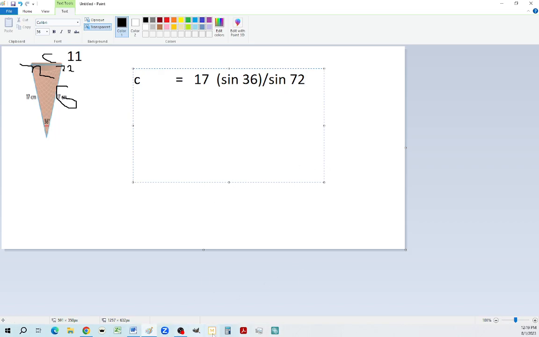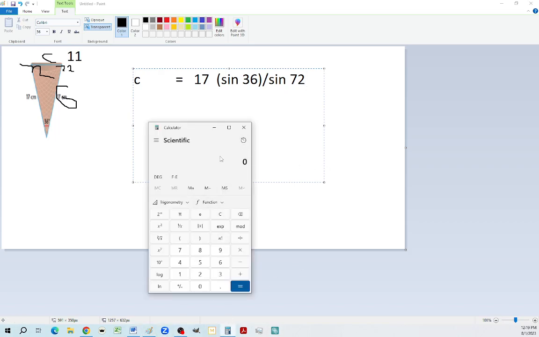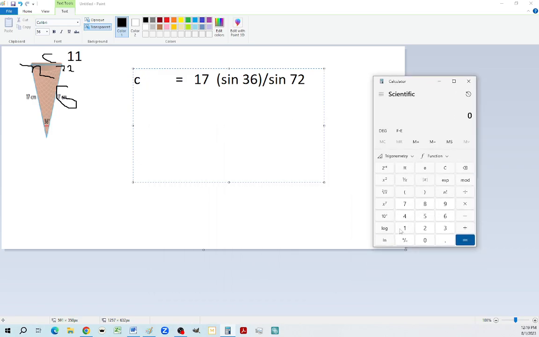Let's see if that does. I'll use a calculator instead of sine. Well, so 17 times sine of 36 divided by sine of 72, equals. Sure enough, I get the same answer using the sine law. I could have been tricky and cheated.